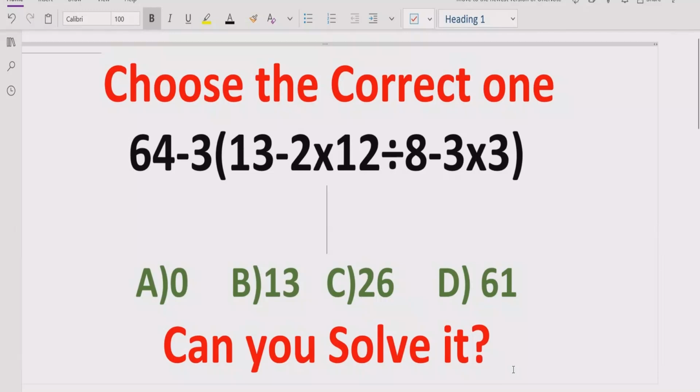Today we will solve another quiz which is related to arithmetic expression. The quiz contains the basic operations: minus, multiplication and division. So we have to solve this quiz using the PEMDAS and BODMAS method and find out the correct answer. In the answer list we have four answers. A is 0, B is 13, C is 26 and D is 51. So let's see after solving it which answer is correct.